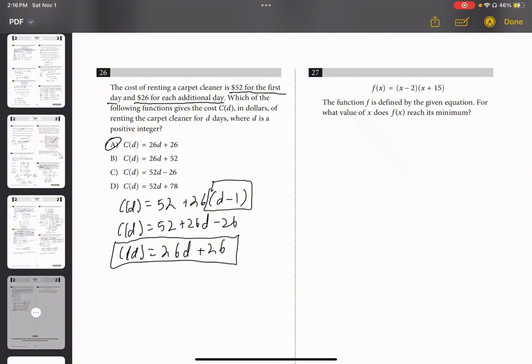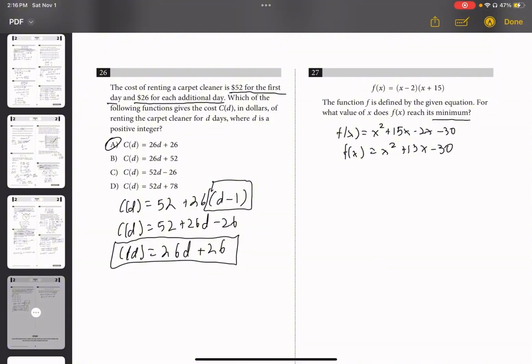Over here, question 27, the last question of the day. The function f is defined by the given equation. For what value of x does f of x reach its minimum? So we're going to write this in a form that's distributed out, standard form. This gives you negative 30. So f of x is equal to x squared plus 13x minus 30.